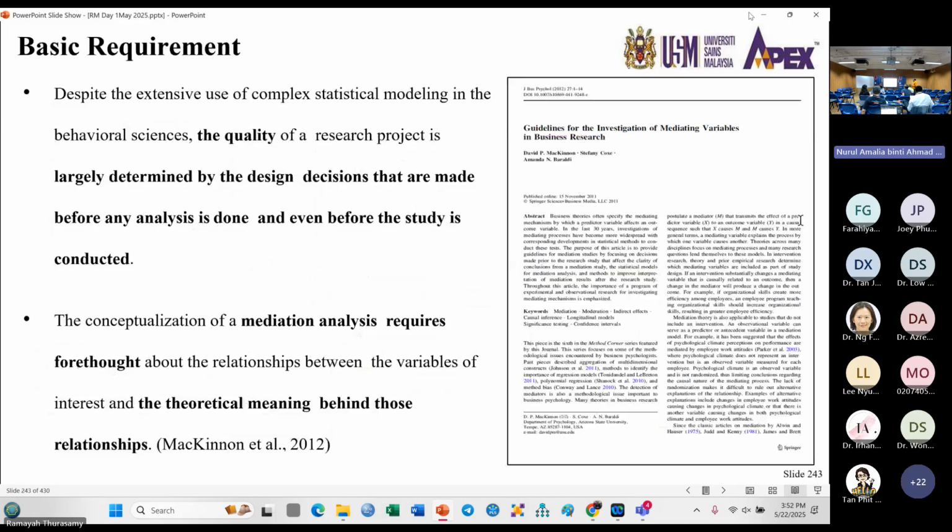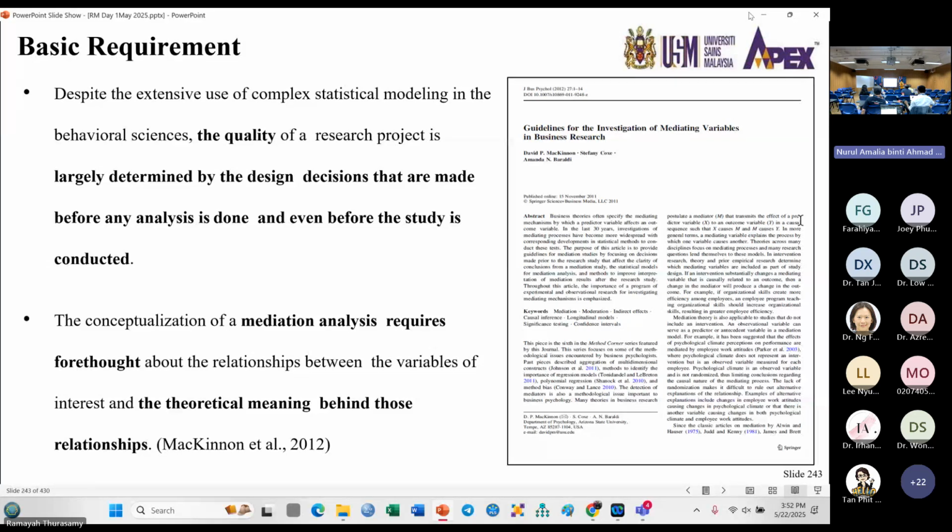For mediation, this is a very good paper for you to read. Since you are all very busy people and don't have time to read, I summarize the paper for you. There are two important things. Number 1 is design. Number 2 is theory.